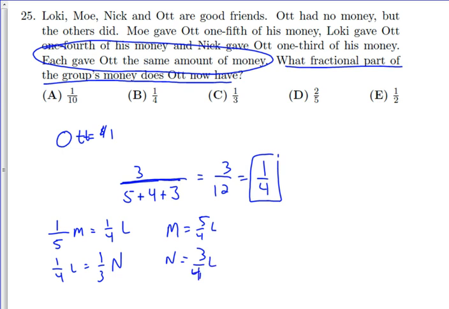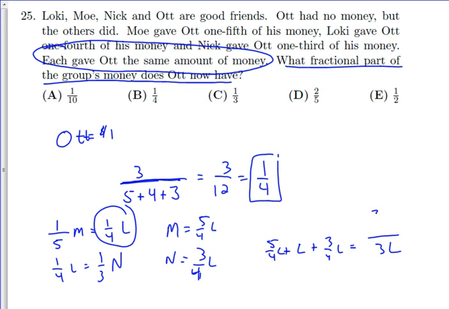So the amount that Mo has is 5/4 of what Loki has, and the amount that Nick has is 3/4 of what Loki has. Loki obviously has the same amount, so the total amount they have turns out to be 5/4 L plus L plus 3/4 L, which turns out to be 3L. But the amount that Ott got was exactly equal to 3 times the amount that Loki gave him, right? Because they all gave him the same amount.